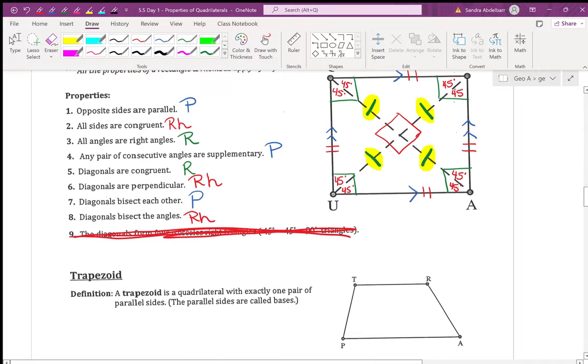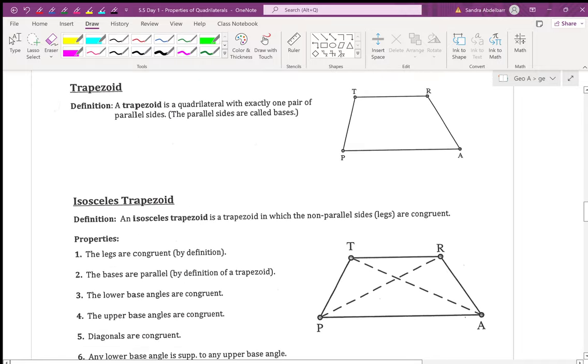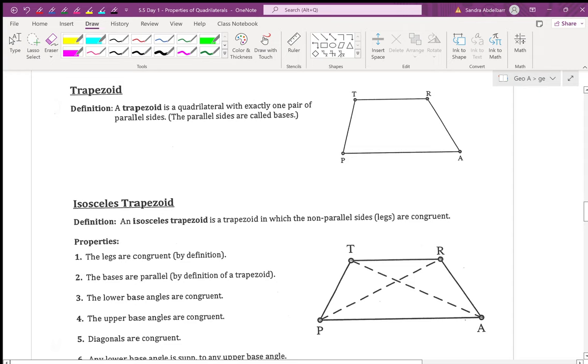All right. I know this seems so overwhelming. Okay, last two figures we're going to talk about, not too many properties. We're talking about the trapezoid and the isosceles trapezoid. A trapezoid is not a parallelogram. Since it is not a parallelogram, will it have the 5 properties of a parallelogram? No, it will have its own properties.